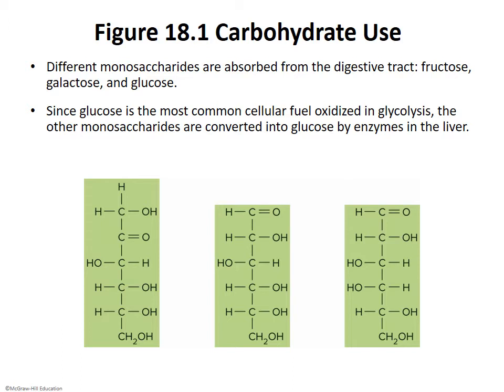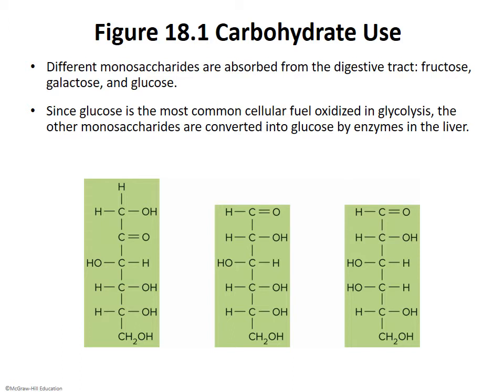And when my body breaks these carbohydrates down and absorbs them in the small intestines, as these three monosaccharides get taken into the liver, the liver is going to modify the other two, both fructose and galactose, and convert them to glucose. And while that seems like something you just say, oh, that happens in the liver, that's great. But just think about it.